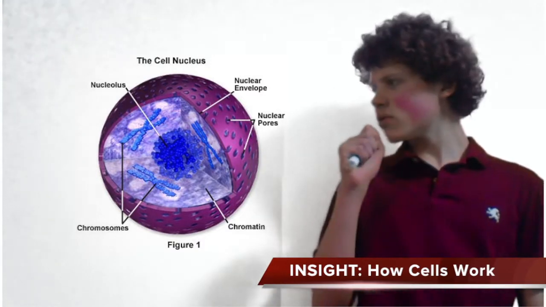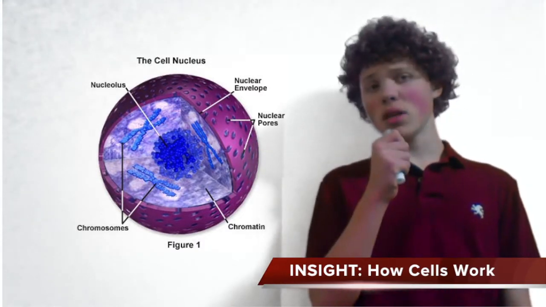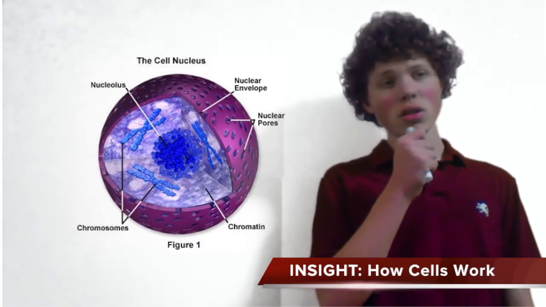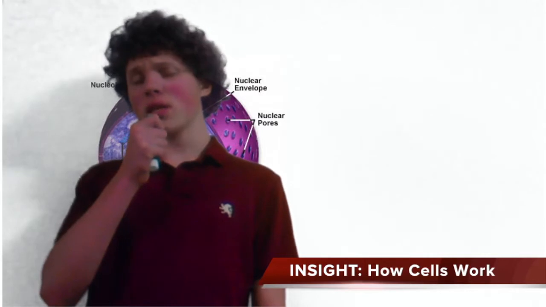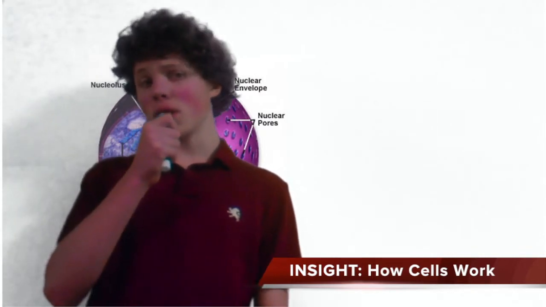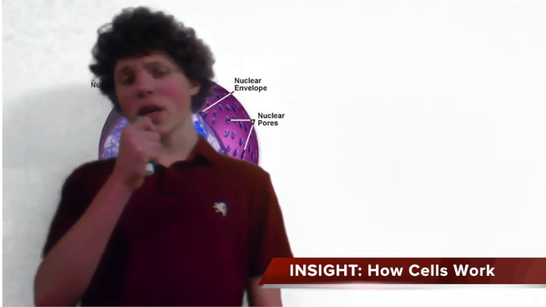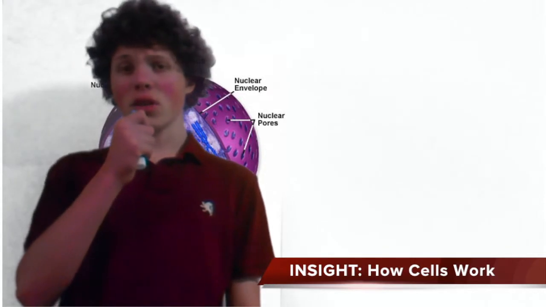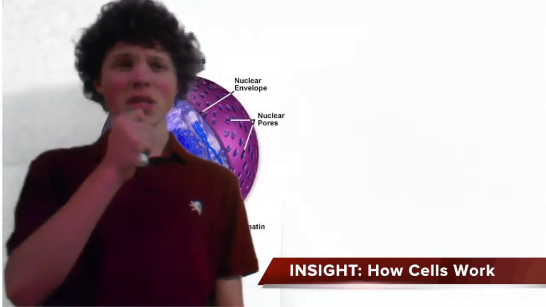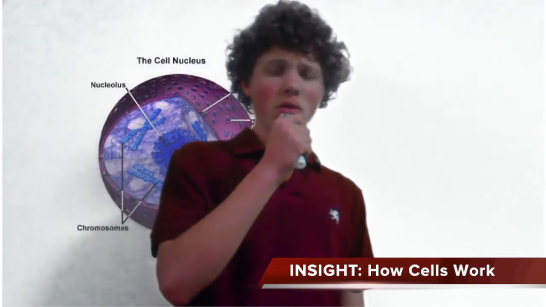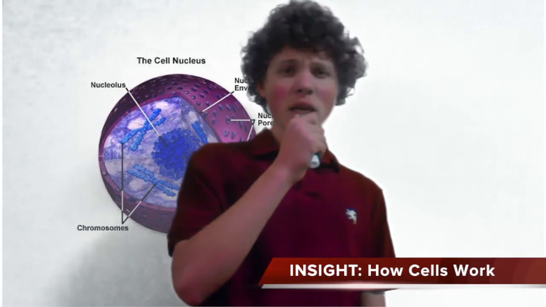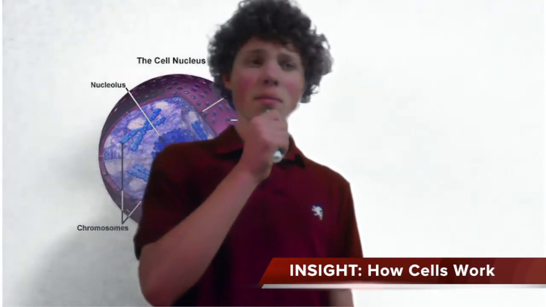In the very center of the nucleus, we have an even smaller organelle called the nucleolus. Now, the inside of the nucleus is made of a substance called chromatin. At the very center of that chromatin lies the nucleolus. The nucleolus is a small, also spherical organelle whose primary responsibility is to create RNA, or ribonucleic acid.